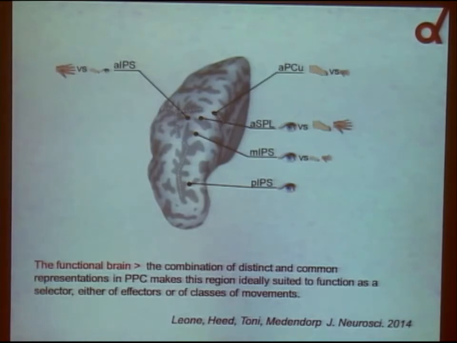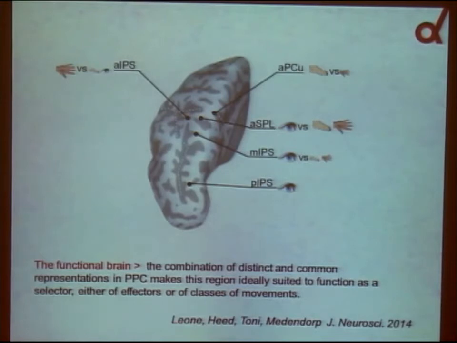And so this brings me to the notion that the brain is organized more functionally. Not so much somatotopically, at least the posterior parietal cortex. No, it's functional organization. The brain selects effector systems. Sometimes it combines them, sometimes it distinguishes them. And to me that makes that area suited to function as a kind of selector. It selects an effector or effectors or classes of movements. And that brings me to that notion of the functional brain.